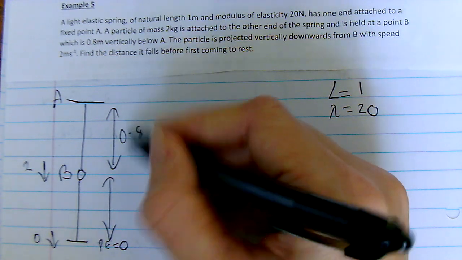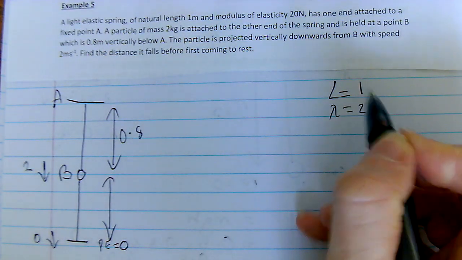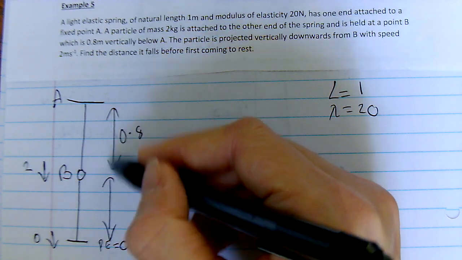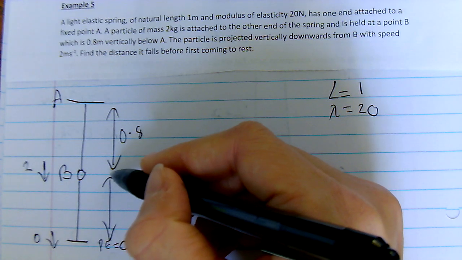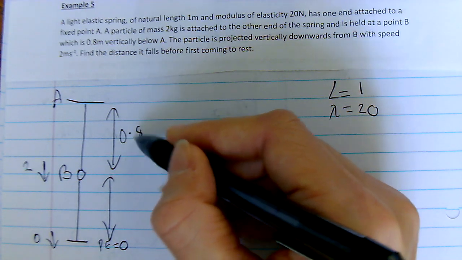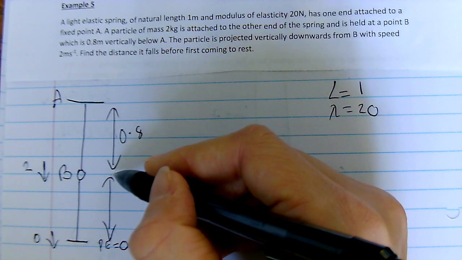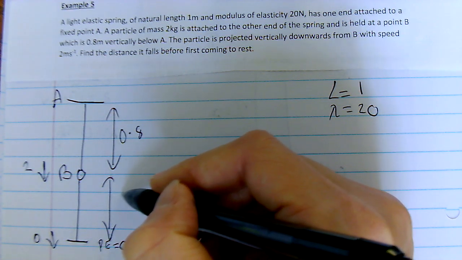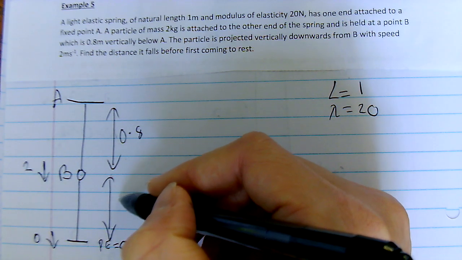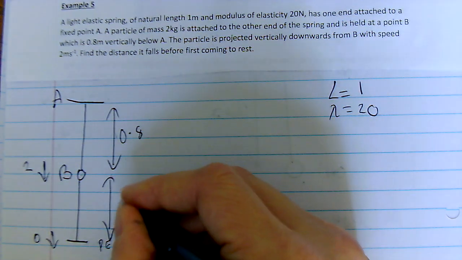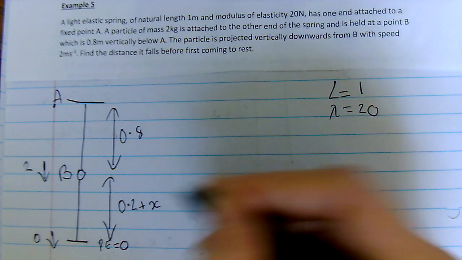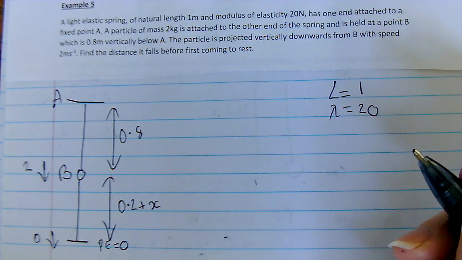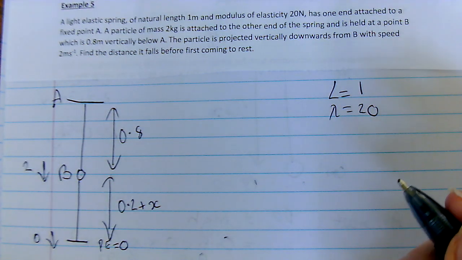Now, if this distance is 0.8 and it's got a natural length of 1, then as it's being projected down, at the moment when it's here, it must be being compressed because this is shorter than its natural length. So when it's coming down here, it's going to come to its natural length of 1 after 0.2, and then it's going to extend for a bit. So this distance here must be 0.2 plus x. And this is going to be a conservation of energy again. Energy at the start equals energy at the end.